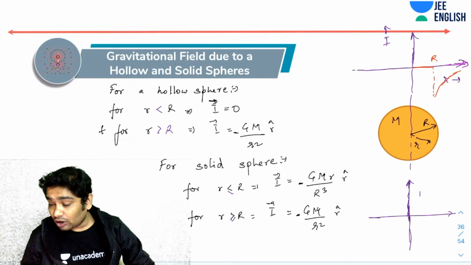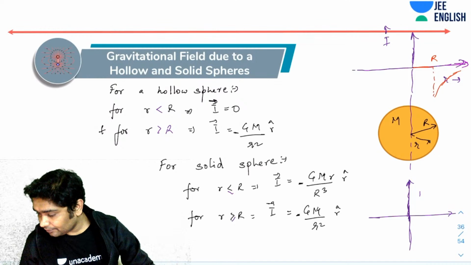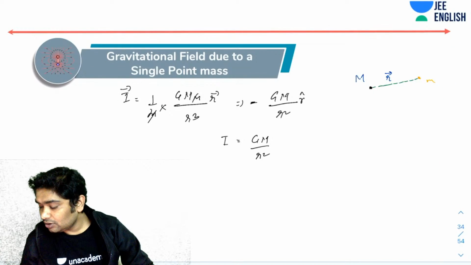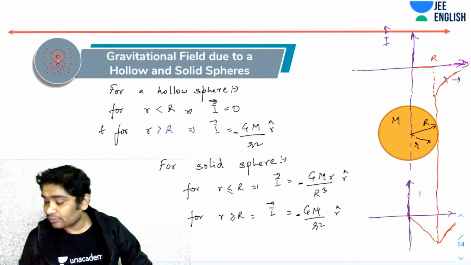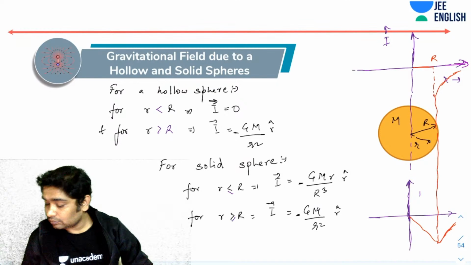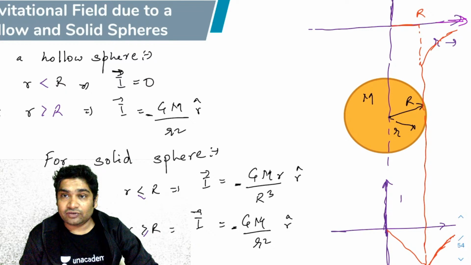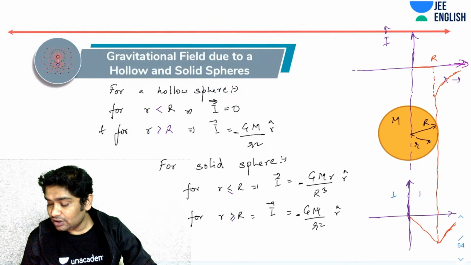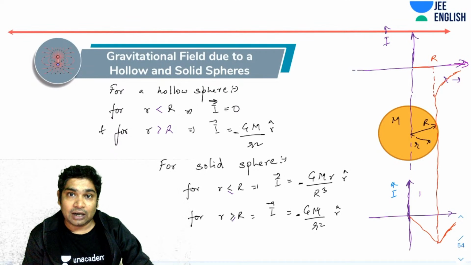Similarly, for a hollow sphere, how would the variation have been? Till here, it would have grown like this, then it would have fallen like this. After this point, you realize that the variation for both would have been the same. So this is what the graphs would have looked like. Very easy, straightforward graphs: straight line graphs from 0 to capital R and then falls hyperbolically from capital R to infinity.